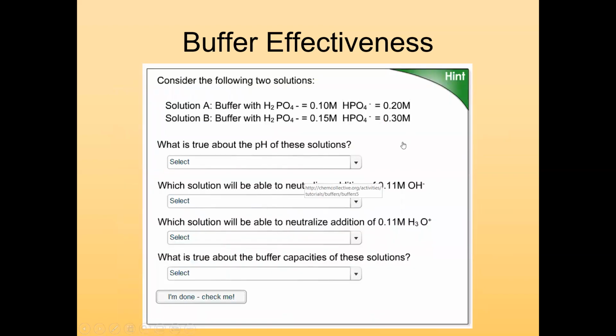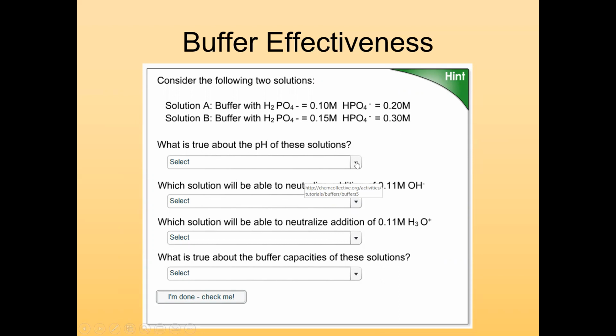All right, so here, if we consider the following two solutions, we have a buffer that is 0.1 molar dihydrogen phosphate and 0.2 molar hydrogen phosphate. So that is a 1:2 ratio between those. And then solution B is a buffer of the same substance, but it's 0.15 molar dihydrogen phosphate and 0.3 molar hydrogen phosphate. Yet again, it is a 1:2 ratio.